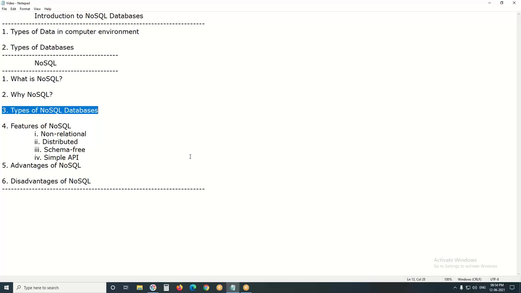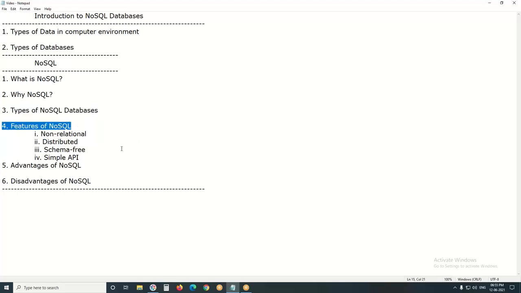Next, key-value based databases. Example, Redis, Dynamo, and Riak. Next, third one, column-oriented databases: HBase, Cassandra, and Hypertable. Next, graph databases: Neo4j, Infinite Graph, OrientDB, FlockDB. See, four types of NoSQL databases: document databases, key-value pair databases, column-oriented databases, graph databases.